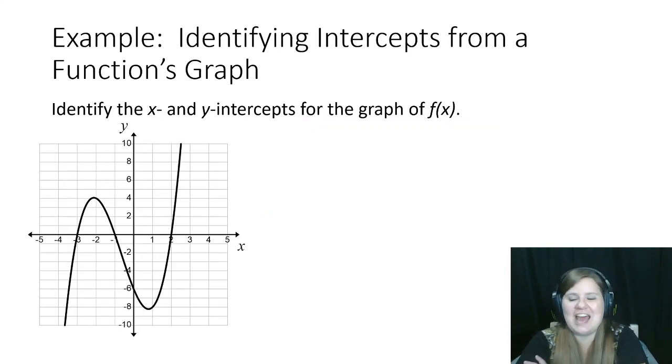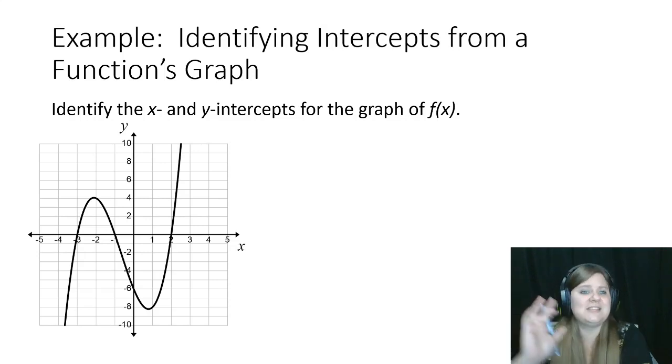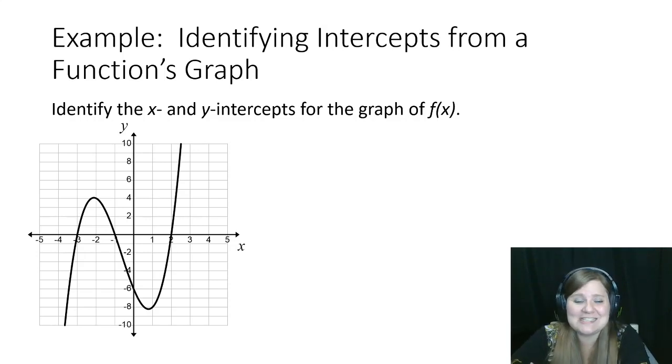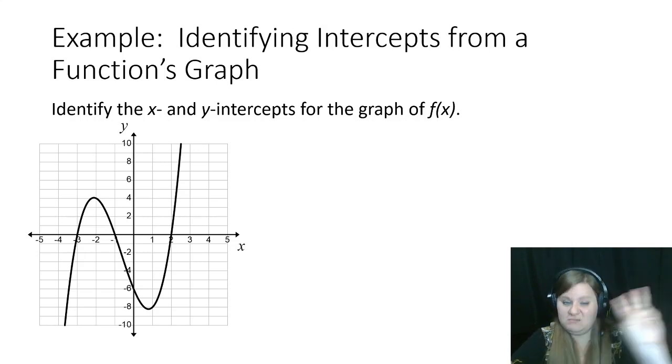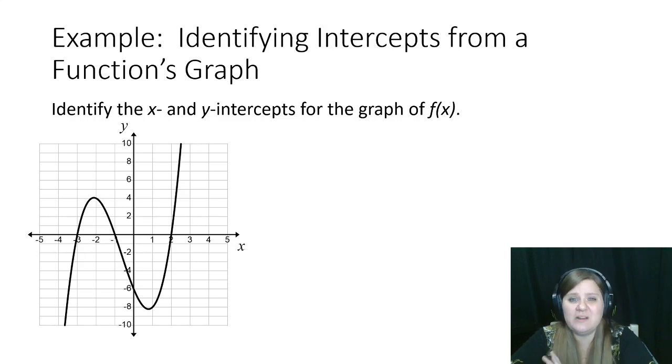So let's take a look at this graph here. I see that it squiggles. I see that it crosses the x-axis. How many times do you think it crosses the x-axis or touches? I see 3. And how many y-intercepts do you see where it crosses the y-axis?